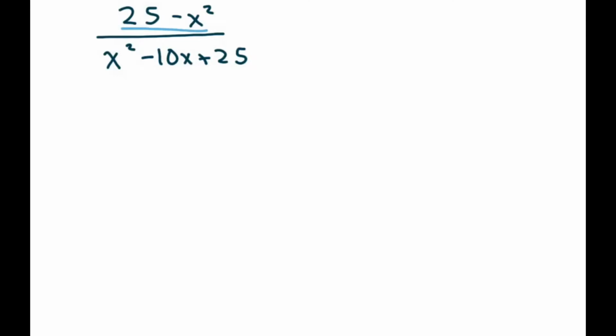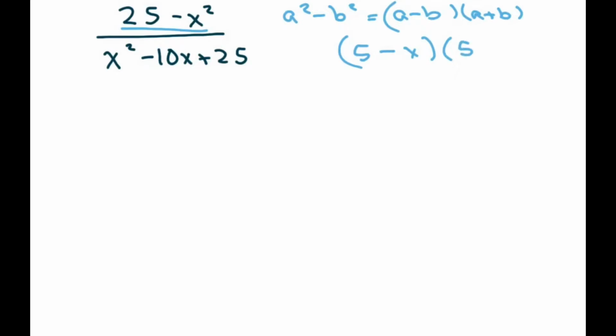This follows the difference of squares formula. So this has the format of a squared minus b squared, which equals a minus b times a plus b. So you just square root it, and square root of 25 is 5, minus square root of x squared is x, and then you have 5 plus x. All right, the denominator. This is just going to be x plus 5 and x plus 5. No, they're both minus, sorry. x minus 5 times x minus 5.